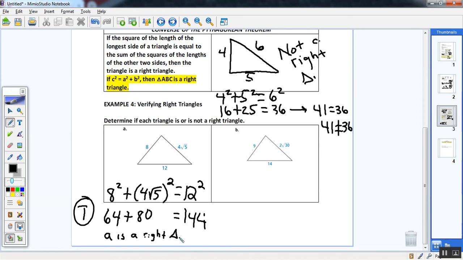Okay. You guys do part B on your own. Determine if the lengths 9, 2 root 30, and 14 form a right triangle. You might want to take 2 root 30 and see how big that is. We need to know which sides go in for a, b, and c.